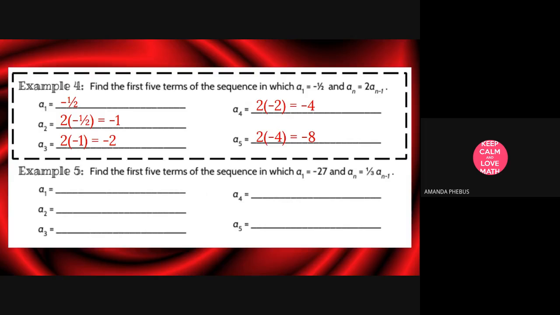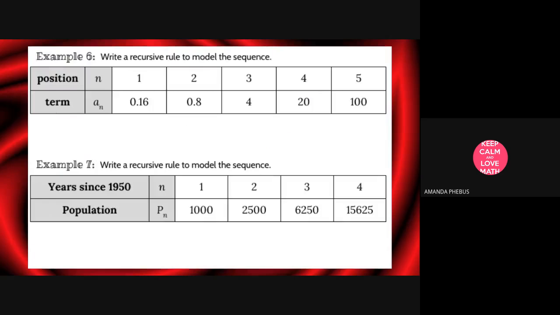All right, example 5, our first term is going to be -27, and we're going to multiply each of those answers by 1/3 and then create our sequence that way. So 1/3 of -27 is -9, and 1/3 of -9 is -3, and 1/3 of -3 is -1, and 1/3 of -1 is -1/3. So our sequence is -27, -9, -3, -1, -1/3. Hopefully you did well.